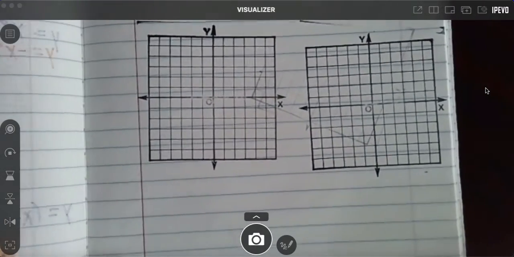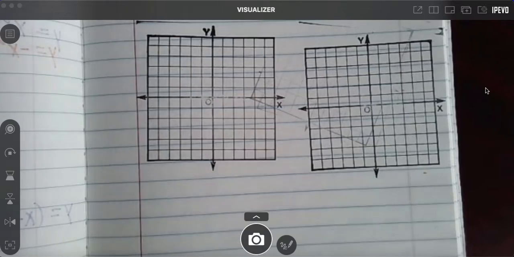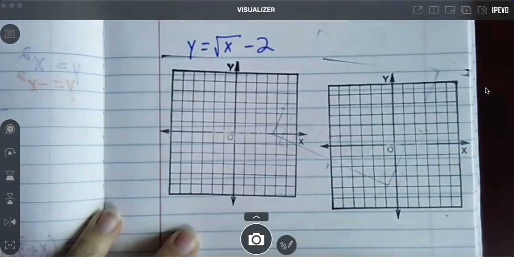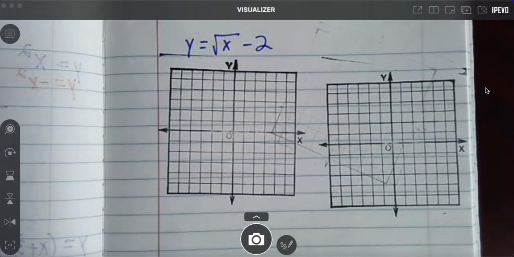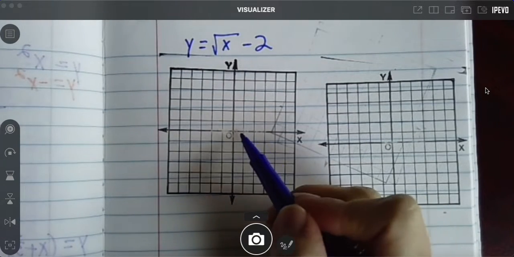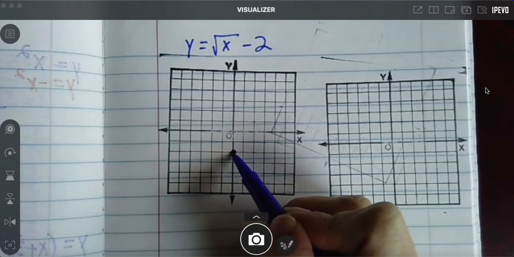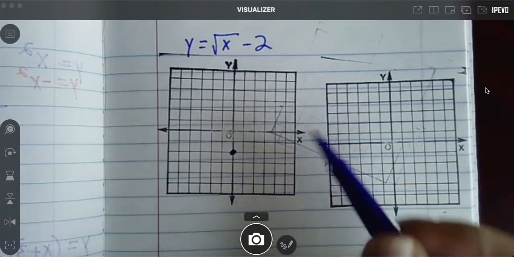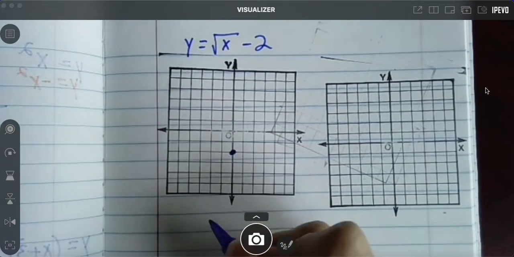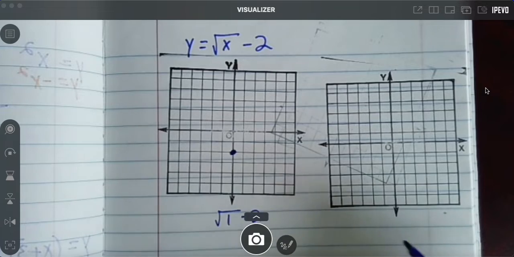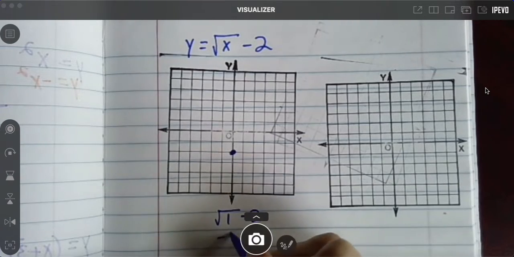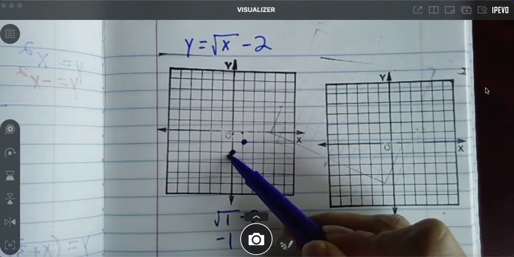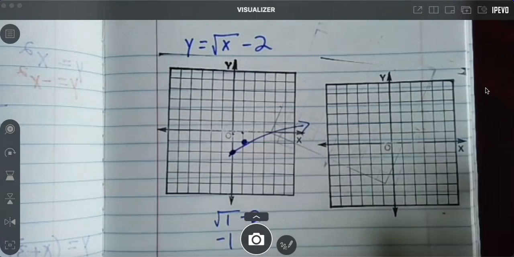Okay, here's our first problem in the book. Y equals the square root of x minus 2. Where is that one moved? Down 2. I know my starting point is down 2. And really, I just need one more point. I would just plug in 1, because what's the square root of 1? So if I did the square root of 1 minus 2, what is 1 minus 2? If I plugged in 1, I would get negative 1. And that's kind of my curve going that way.